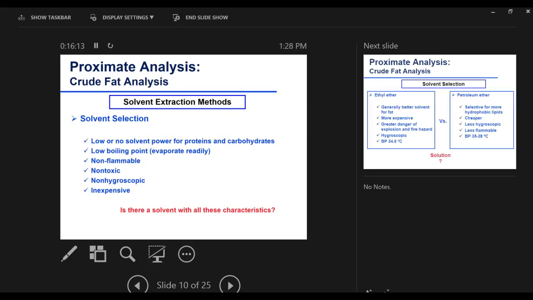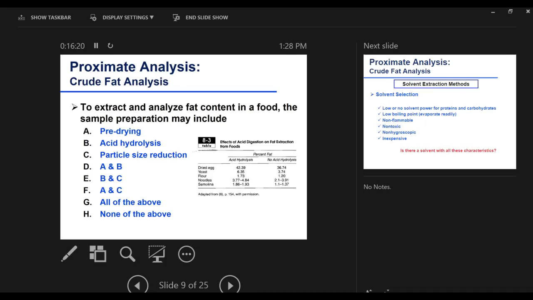So solvent selection. I don't think I understood the table. Oh, the table. So we're doing an analysis of fat, and this is with prior acid hydrolysis, prior to extracting the fat, and this is without acid hydrolysis. So with acid hydrolysis, you have higher percent of fat measured than without acid hydrolysis. So this is illustrating that breaking down the matrix helps with extraction of the fat and better estimation of the fat content.